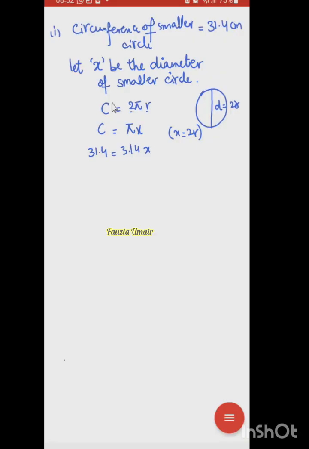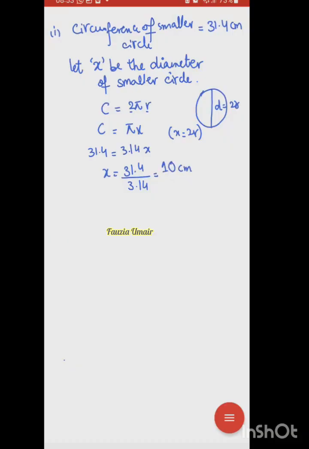Now why am I using 3.14 instead of 22 by 7? Because I have seen that 31.4 and 3.14 is the same value, just the placement of the decimal is different. So now to find x, I will divide 31.4 by 3.14. Can anyone tell me what will be x? What is the answer of this division? I think it will be 10. It will be 10. Very good. So x is 10 centimeter, right?